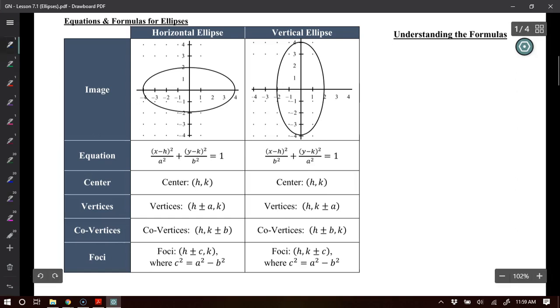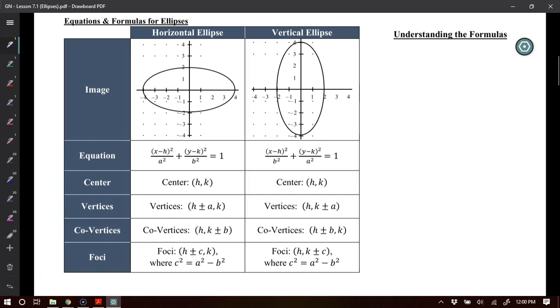So we have our equations, and if I look at the equations, you can see there's a difference between the horizontal and the vertical. For horizontal, it says a squared is under the x. For vertical, it says a squared is under the y. So the question is, well, how do you know which one's a and which one's b when you're given an equation? We'll kind of go through that with just the idea behind the parts.